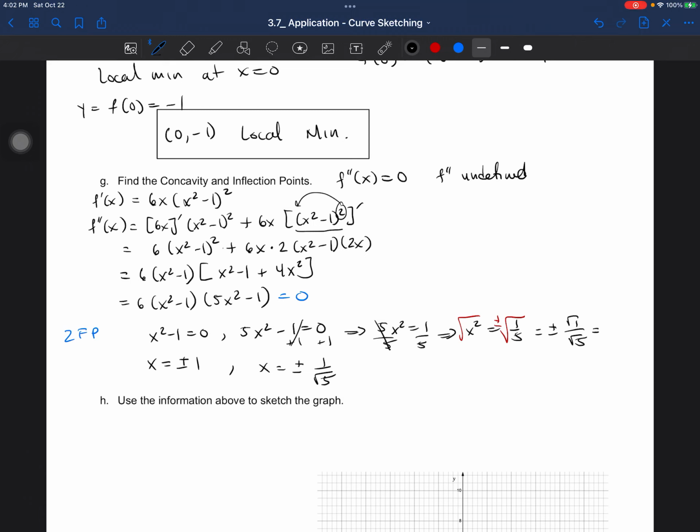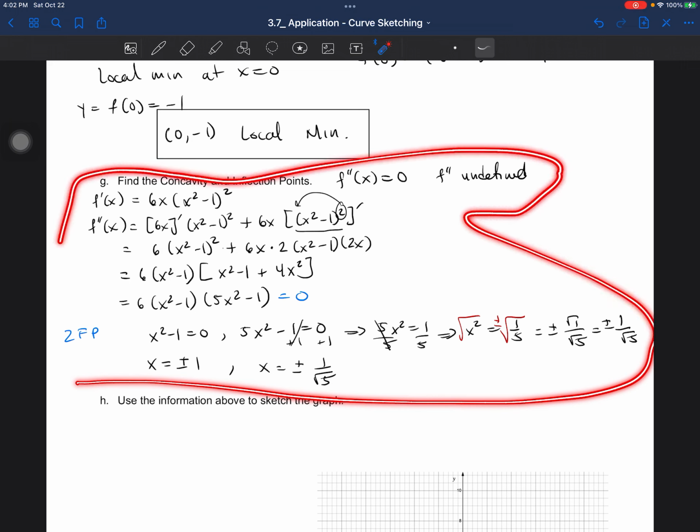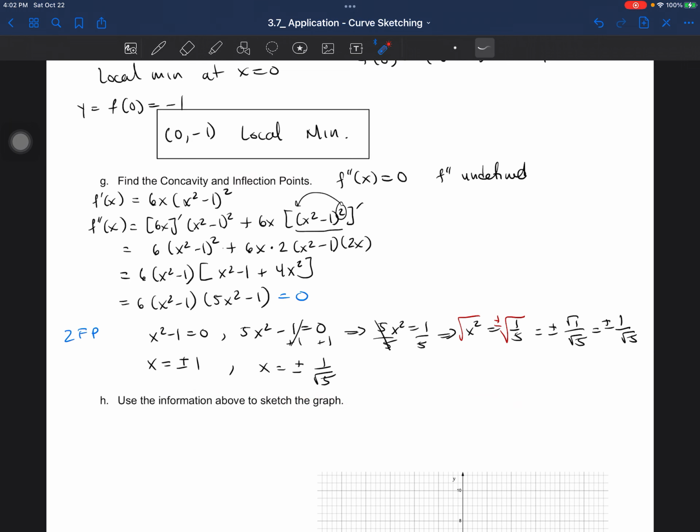So this is the same thing as plus or minus the square root of 1 over the square root of 5, because we can separate the square roots of the numerator and the denominator. The square root of 1 is 1. The square root of 5 is an infinite decimal, so we're going to leave it as is. All right, so there you go. We found the possible points of inflection. We still have to use these points to create a number line.